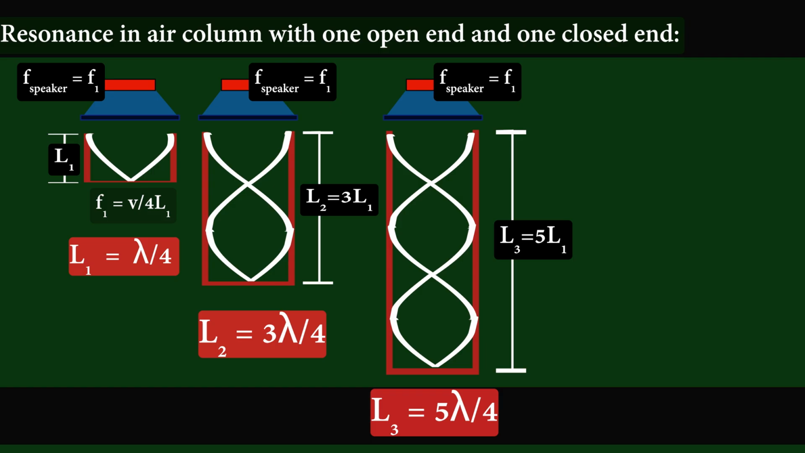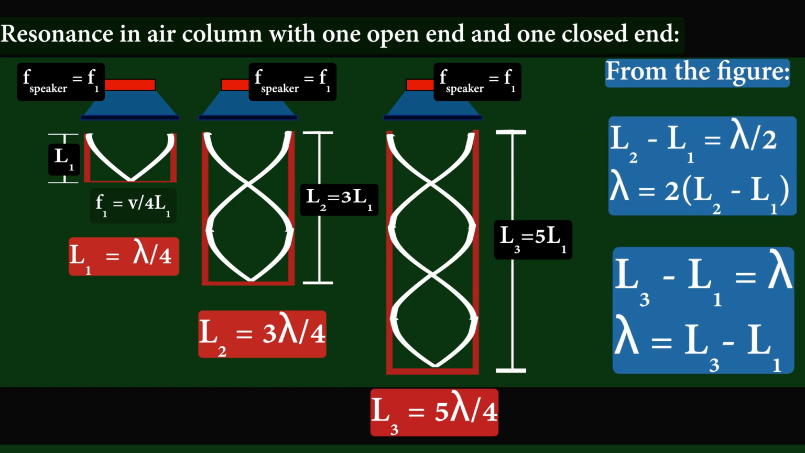Therefore, if we know the lengths of the first 3 resonant pipes, we can determine the wavelength of sound as follows. L2 minus L1 equals 1/2 lambda, hence the wavelength lambda equals 2 times L2 minus L1. L3 minus L1 equals lambda, thus the wavelength lambda equals L3 minus L1.